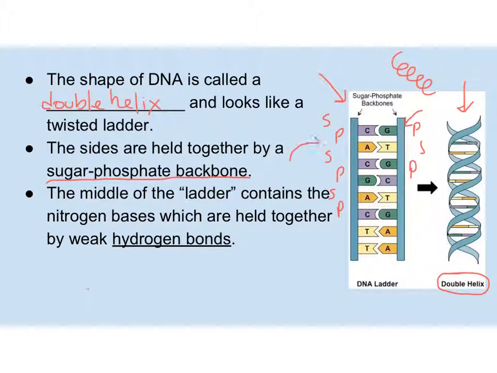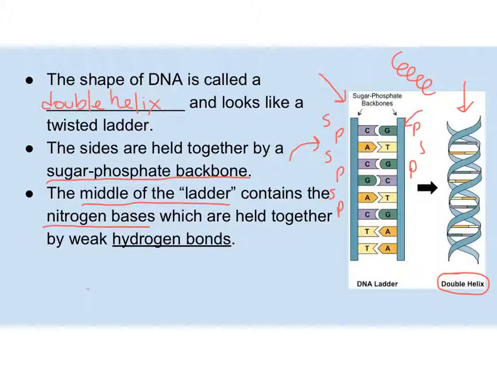So no matter what you are, the backbone of your DNA is always the same. You could be a person, a bear, a fish, a bacteria. The backbone's always the same. It is the middle of the ladder that contains the part of your DNA which is unique to just you. There's not another person on Earth that has the same nitrogen bases.